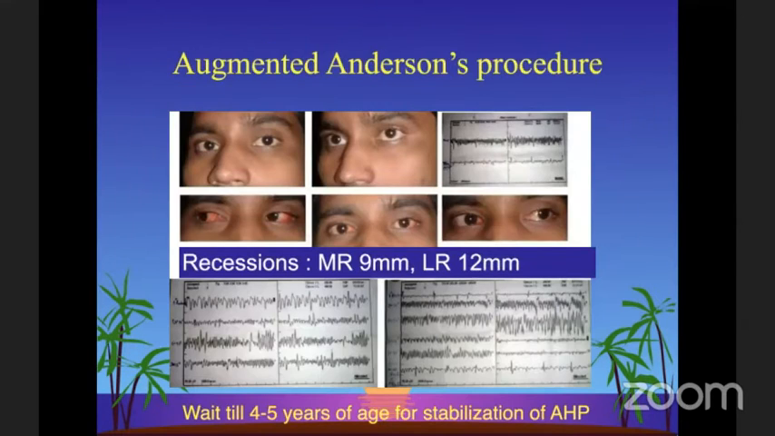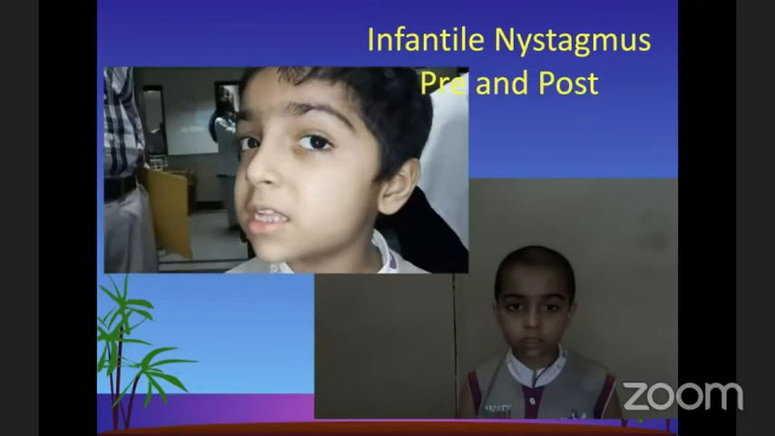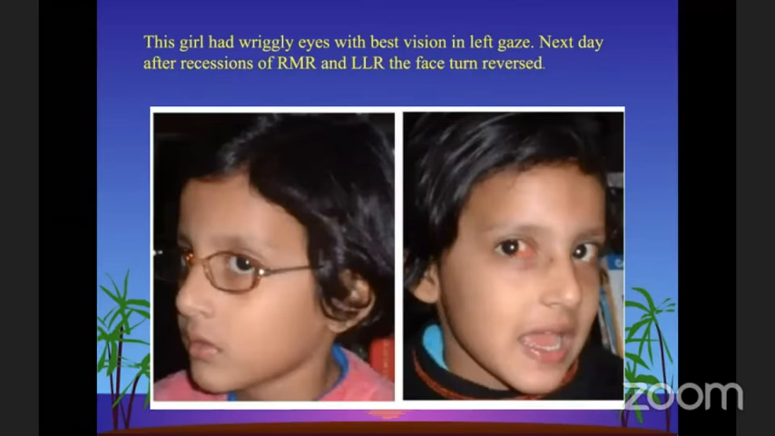Our choice is to do an augmented Anderson's procedure, in which the medial rectus is augmented from 6 to 9 millimeters actually, and lateral rectus 12 millimeters as a yoke muscle surgery. And this gives us very gratifying results. As you see here, the head posture is corrected and the nystagmus gets damped. Now, this is a pre and post video, and these are the recordings.